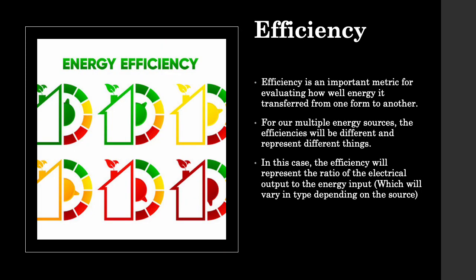Our next criteria is efficiency. Efficiency is an important metric for evaluating how well energy is transferred from one form to another. For multiple energy sources, the efficiencies will be different and represent different things. In this case, the efficiency will represent the ratio of the electrical output to the energy input, which will vary depending on type of source. For example, with solar, it will be the sunlight. For hydro, it'll be the potential energy in the water. And for nuclear, it will be the thermal energy produced by the nuclear fission reaction.